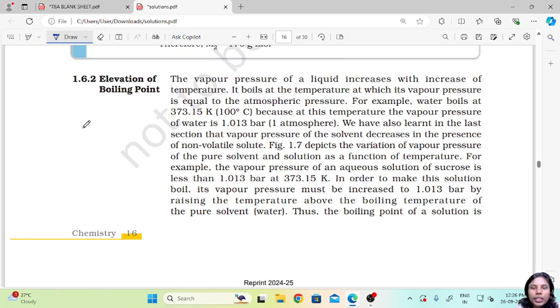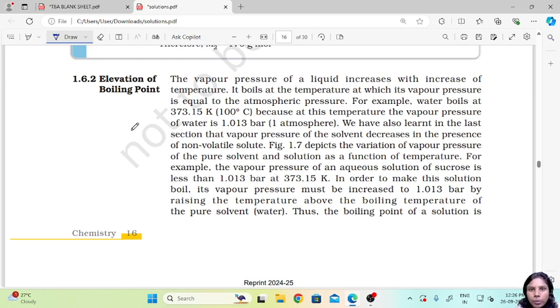Now let's talk about the next property, that is the elevation of boiling point. The vapor pressure of a liquid increases with increase of temperature. It boils at the temperature at which its vapor pressure becomes equal to the atmospheric pressure.